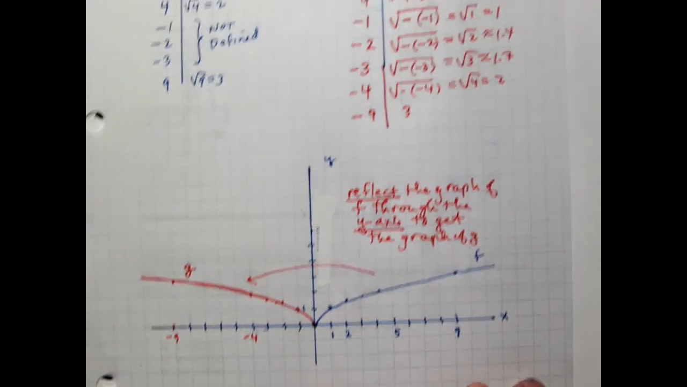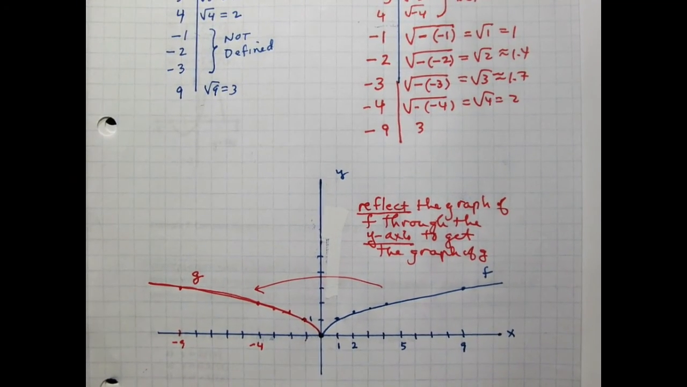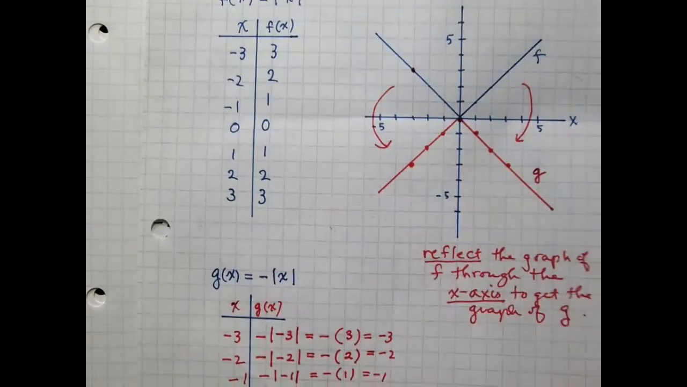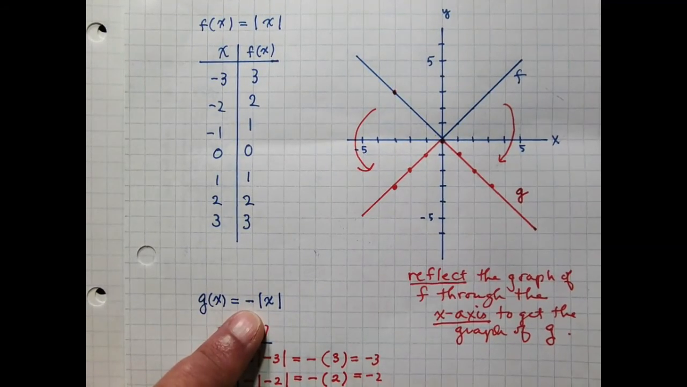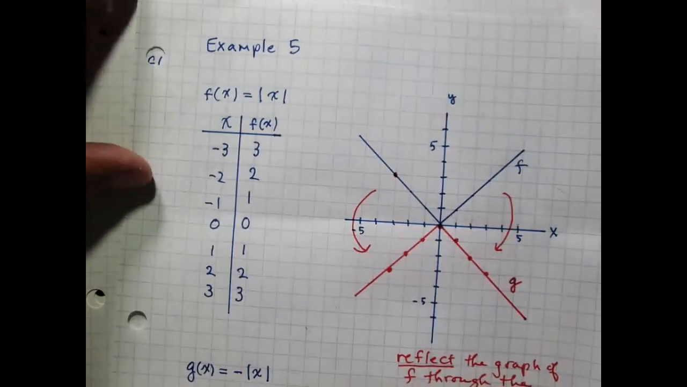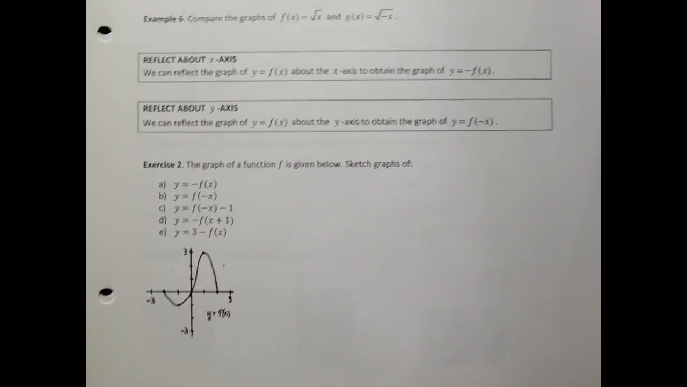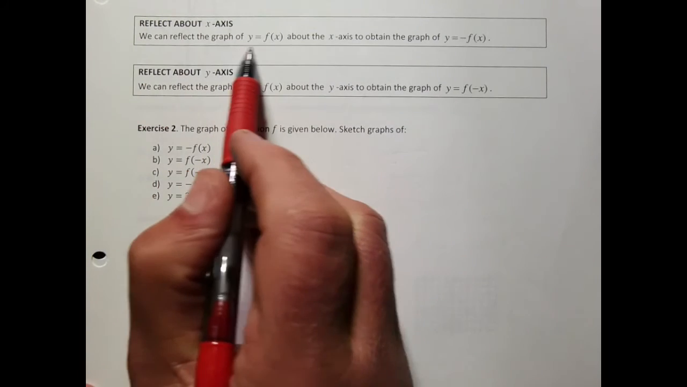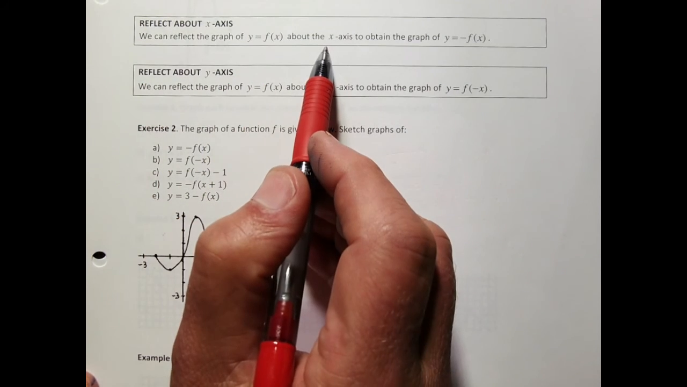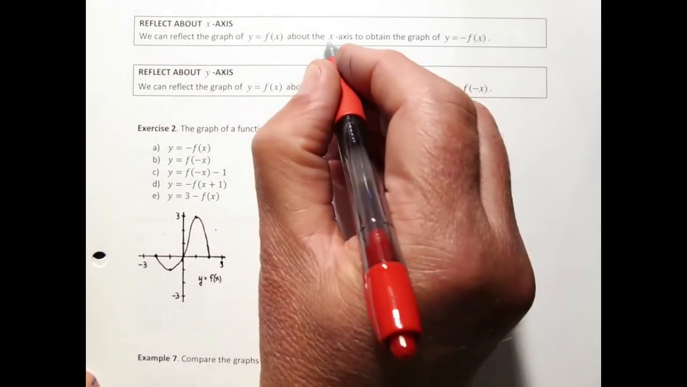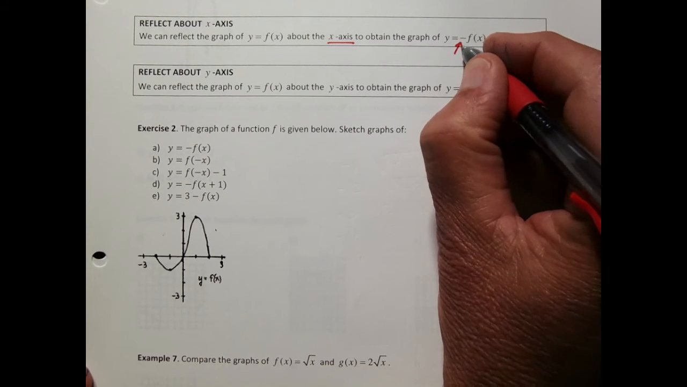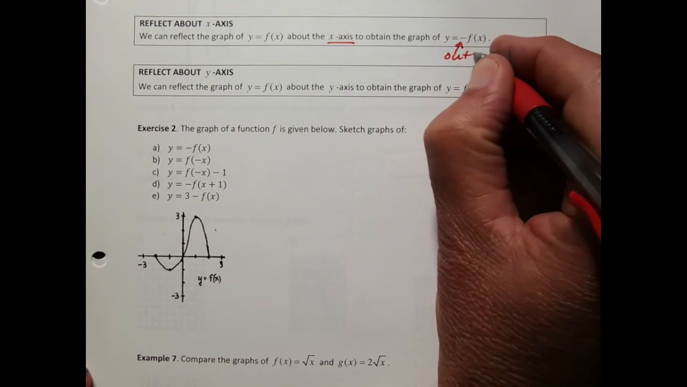So we want to think about the difference between these two. Here, the minus sign that we introduced was inside the function. In example 5, the minus sign that we introduced was outside the function expression. And that's going to make all the difference in the world. And in fact, on our handout, we have our general statements here. We can reflect the graph y equals f of x about the x-axis to obtain the graph of y equals minus f of x. Notice the minus sign is outside.